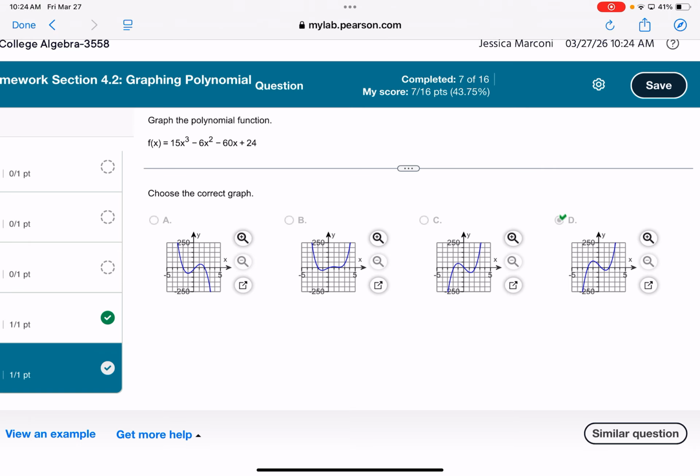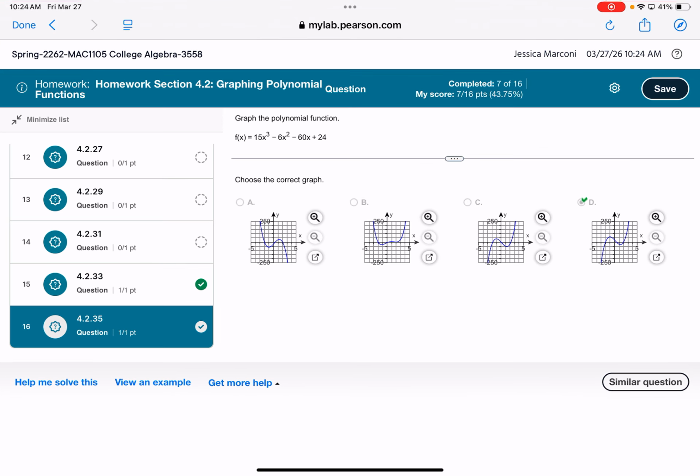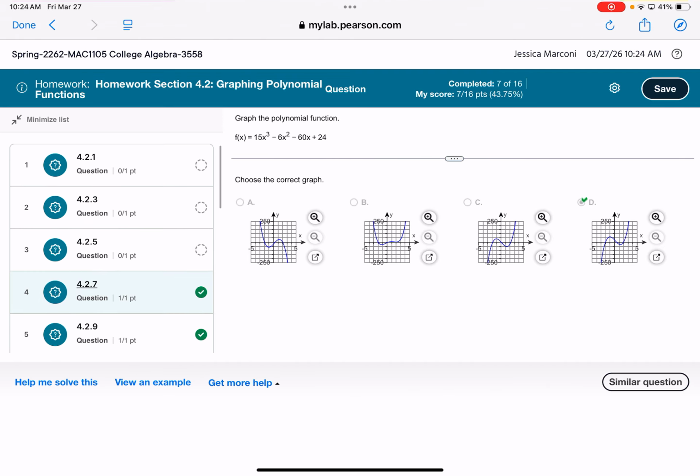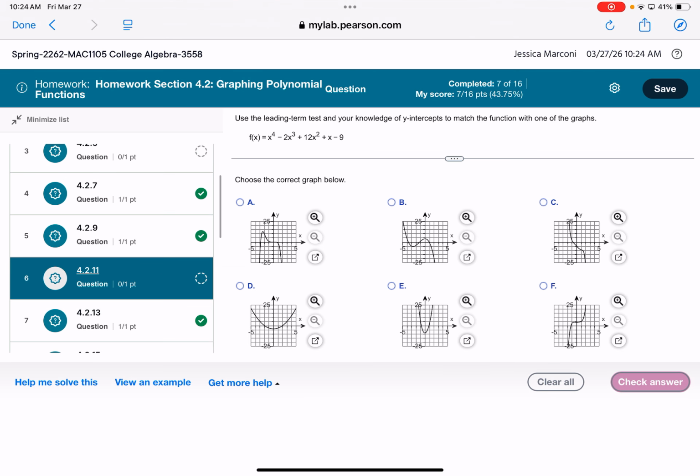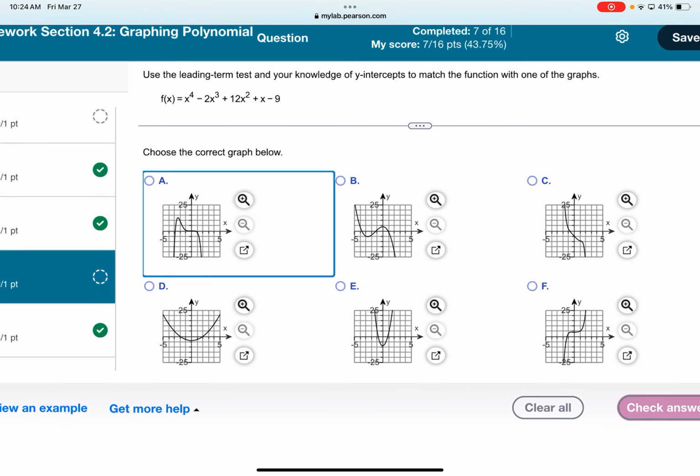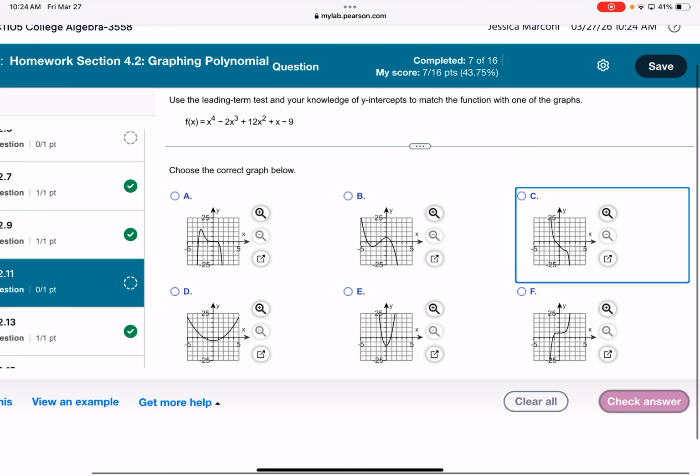So I didn't even really have to write anything down to answer that, as long as you understand what y-intercepts are and you know the tests. But yeah, some of these, like this one, the leading term is x to the 4th. So my degree is 4, it's even. And it's positive 1 is the leading coefficient.